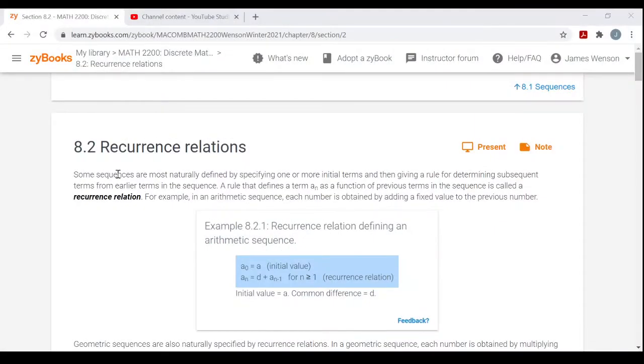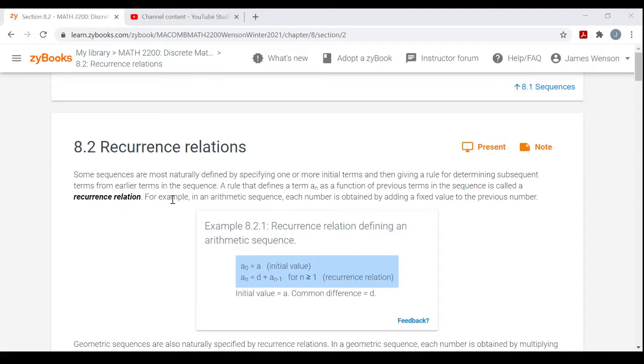So, some sequences are most naturally defined by specifying one or more initial terms and then giving a rule for determining subsequent terms from earlier terms in the sequence. A rule that defines a term, a sub n, as a function of previous terms in the sequence is called a recurrence relation.